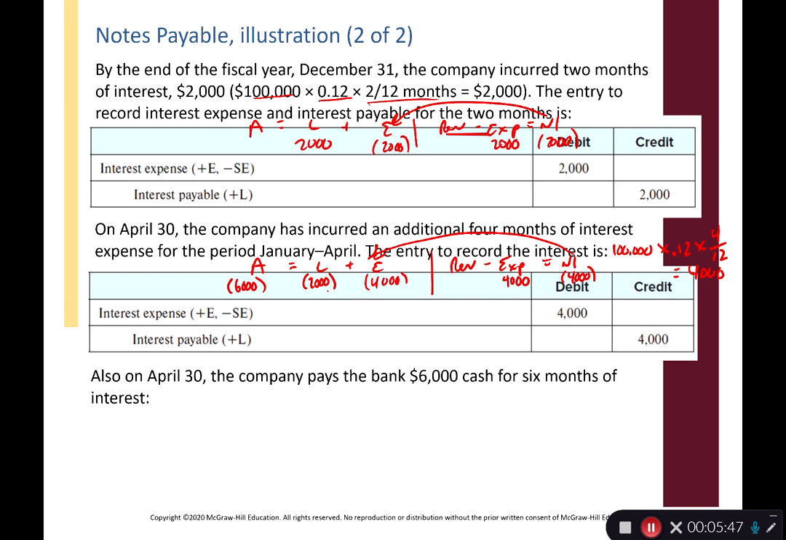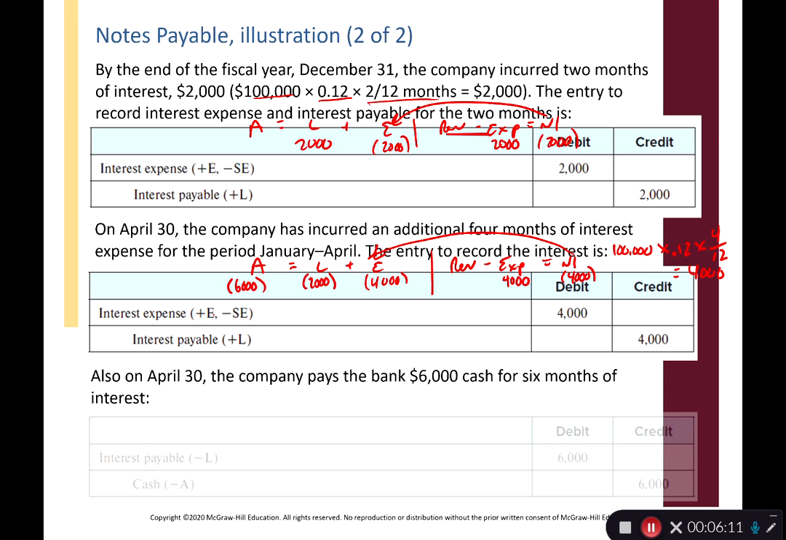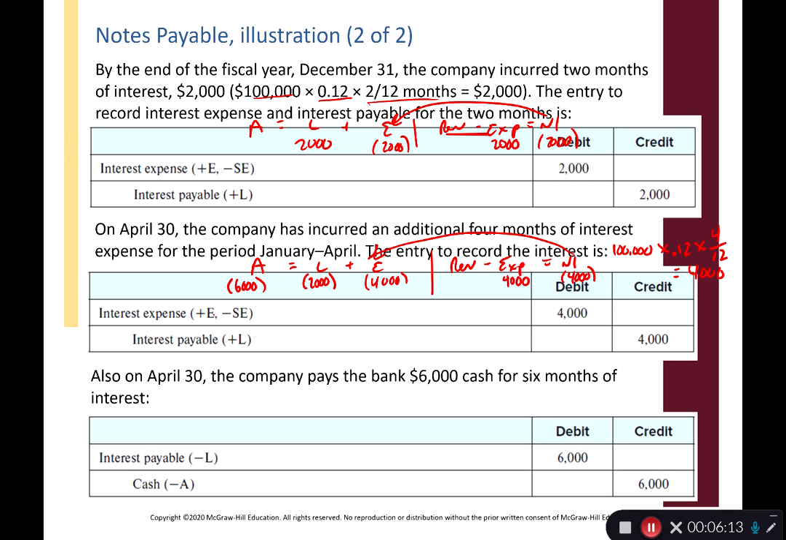So here they're showing you that they're breaking it up into 2 pieces. First they're recording the interest expense and the additional interest payable. In practice, you really wouldn't do that because you don't record a payable and then pay it on the same day. They're doing this to kind of simplify it. They're showing you, okay, we're going to have $4,000 in new interest, and then that's going to create an additional $4,000 payable. Then they're going to pay the entire payable off.